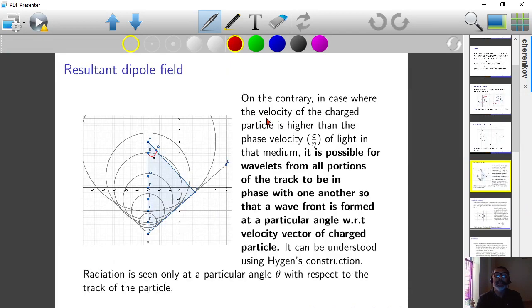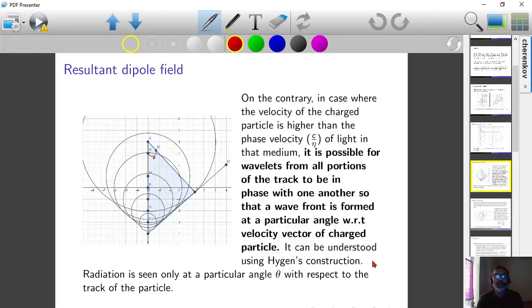In the case where the velocity of the charged particle is higher than the phase velocity of light, it is possible for wavelets from all portions of the track to be in phase with one another, so that a wavefront is formed at a particular angle theta with respect to the velocity vector of the charged particle. This is a very particular angle.